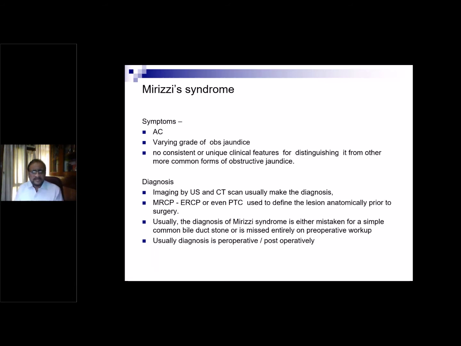So symptoms, acute cholecystitis, varying grades of obstructive jaundice, very easy. If you remember the classification, you can come up with the symptoms, right? No consistent unique clinical features for distinguishing from other types of acute cholecystitis. Nothing, except for the fact that this patient with acute cholecystitis may be having more than 4 mg% of serum bilirubin. That could be the only thing. Imaging, as I said earlier, ultrasound and CT scan usually may or may not make the diagnosis.